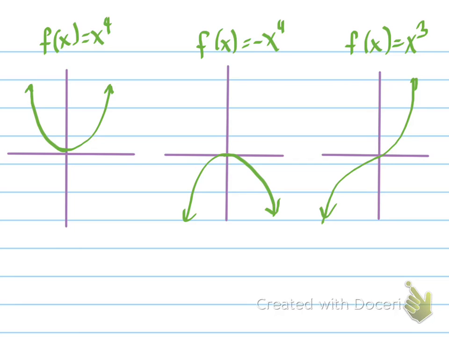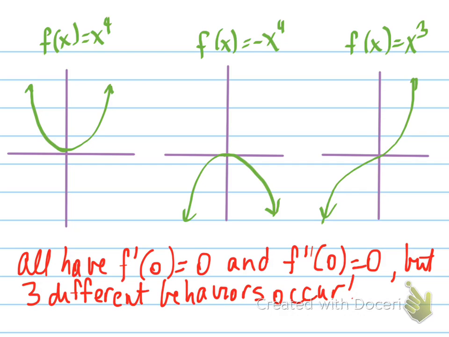Now, in the first picture, x to the fourth, I have a local min. In the second picture, f of x equals negative x to the fourth, at 0, I have a local max. And in the third picture, f equals x cubed, I have neither a max nor a min at 0. However, all are such that they have horizontal tangent lines at the origin, so f prime of 0 equals 0, but they also have the property that you should check that f double prime of 0 equals 0. And three different behaviors are occurring.